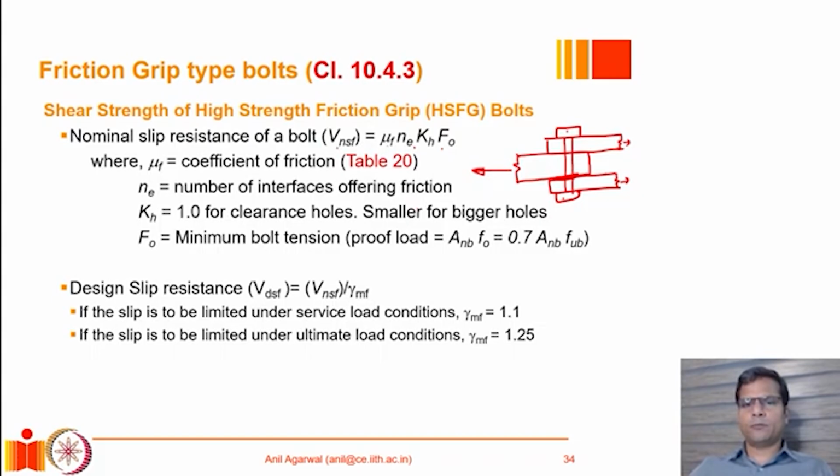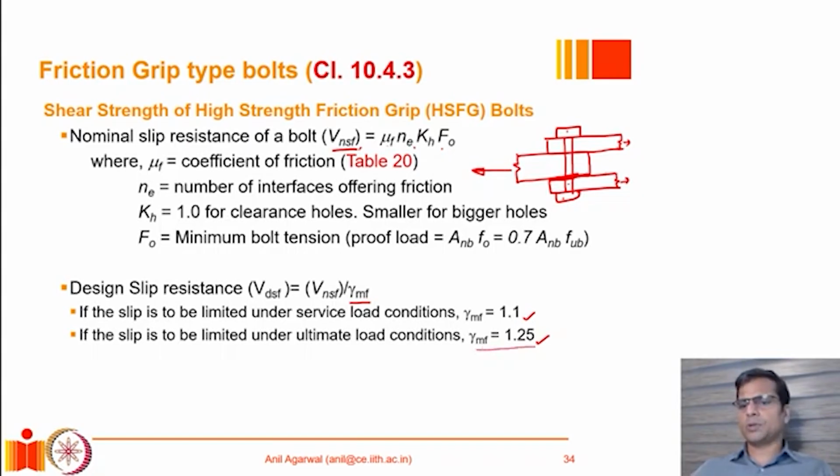Now that VNSF, which is given here, is basically the nominal strength. There is no factor of safety applied yet. After applying the material factor of safety, we would use the gamma MF value, which is either 1.1 or 1.25 depending on the following condition. If this joint is supposed to behave like a slip critical joint under ultimate loads also, then the factor of safety is to be taken as 1.25.